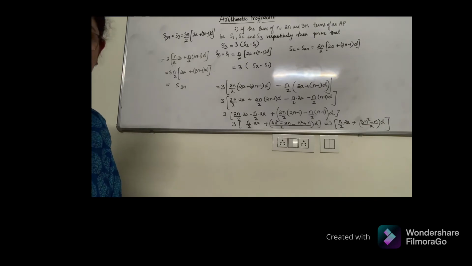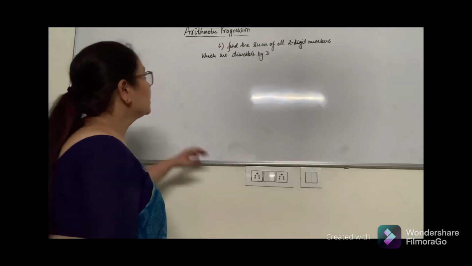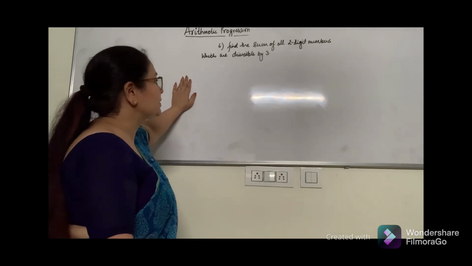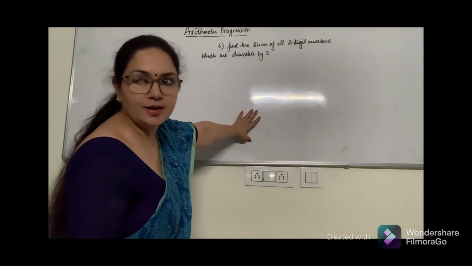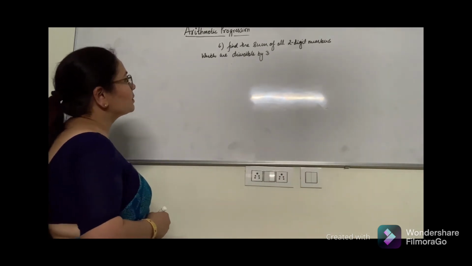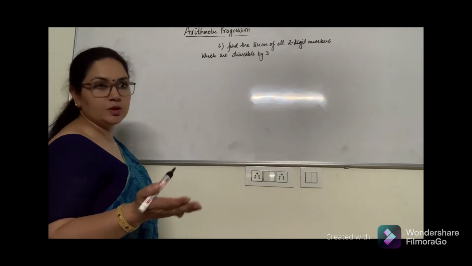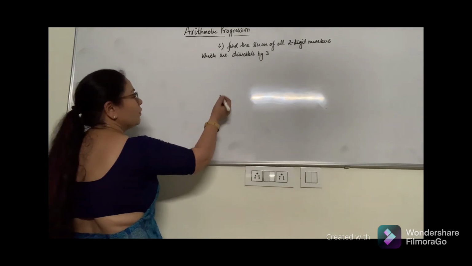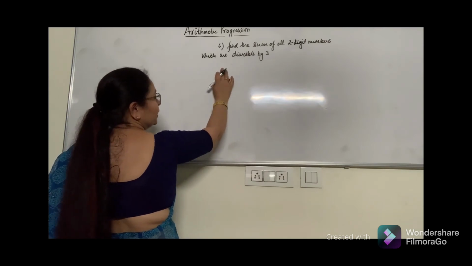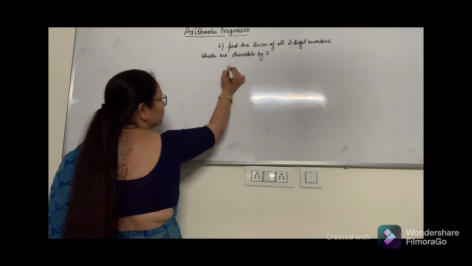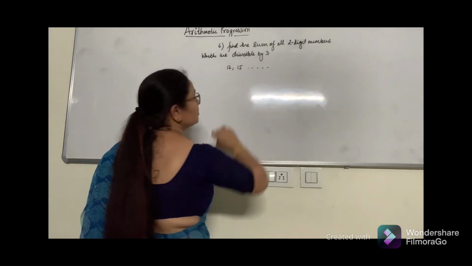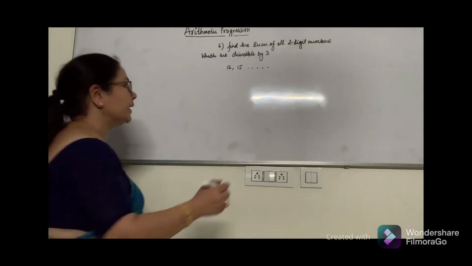I'll do one more question. The question is: find the sum of all 2-digit numbers which are divisible by 3. I'll write on this side because the glare is there. Electricity has gone. So, 2-digit numbers which are divisible by 3. The first 2-digit number divisible by 3 is 12. Then 15. And then the last 2-digit number will be 99.